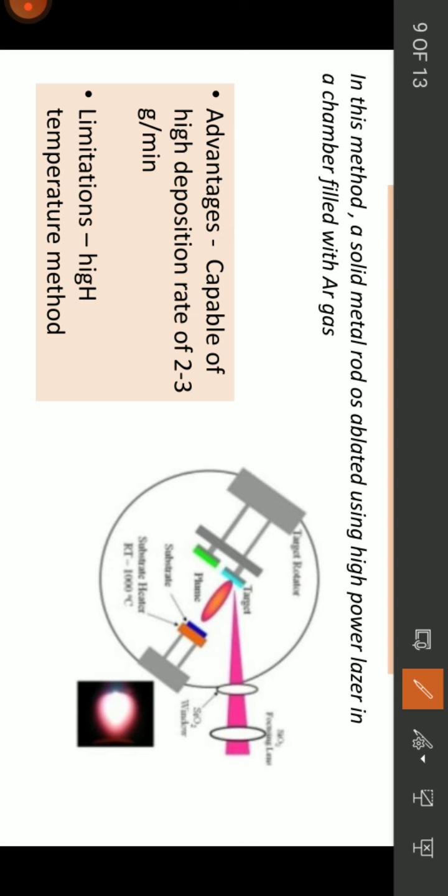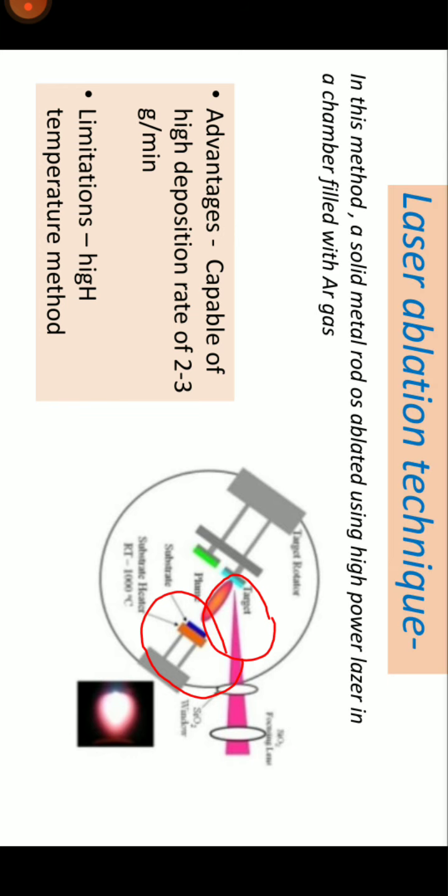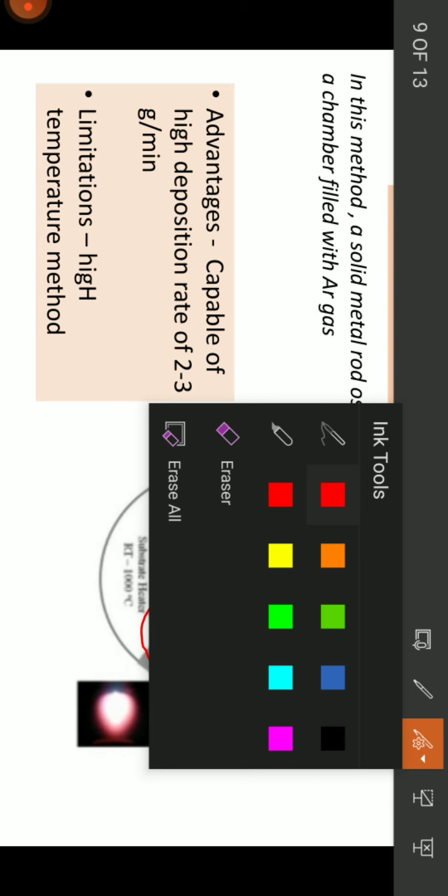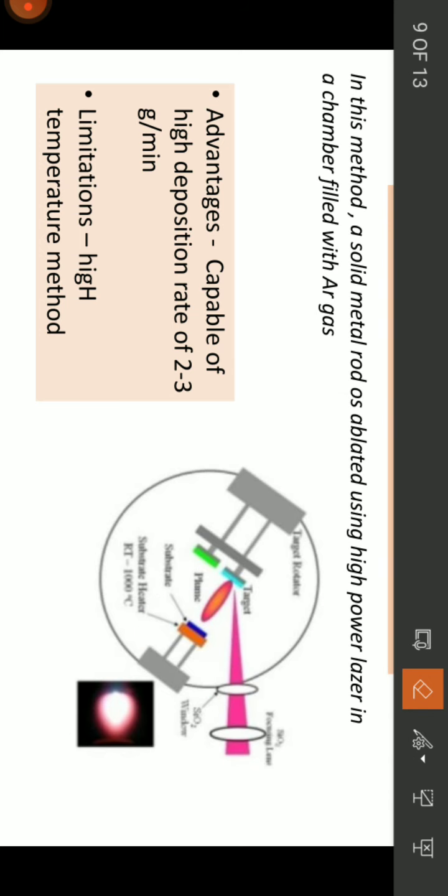So looking at the diagram, here the laser is bombarded on the target, and due to this the ejection is taking place, and on this substrate, which is a water cooled substrate, the condensation is taking place at this level. Okay. Now it is having some advantages, that it is capable of high deposition rate of 2 to 3 gram per minute, but on the other hand it is a high temperature method and a low quality material is deposited, which are few of the advantages or disadvantages of this technique.